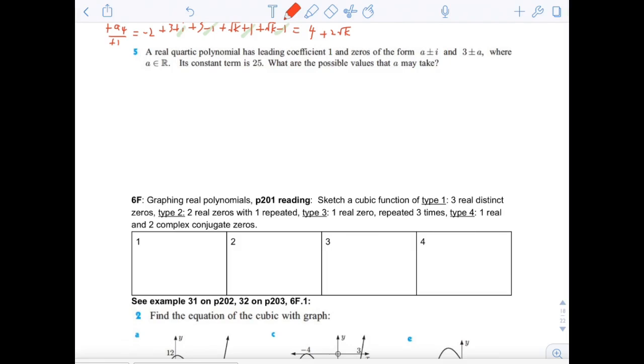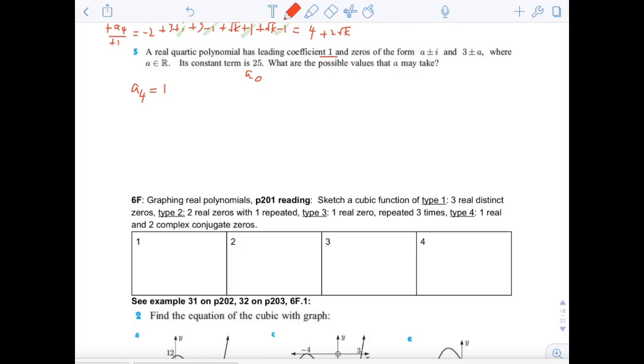Okay, so the constant term means the a subscript 0, which we know is related to the product of all the roots. And let's see, the roots themselves, leading coefficient of 1. So we know that a subscript 4 is 1.